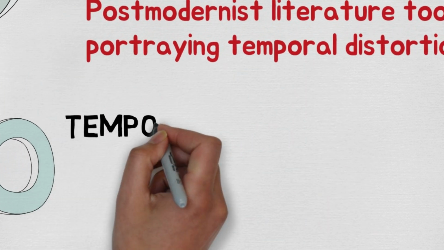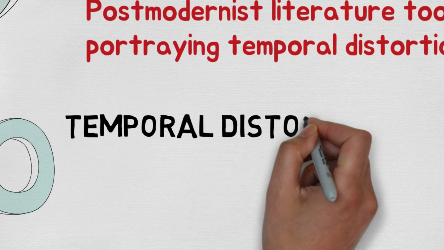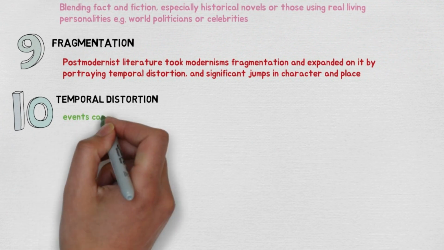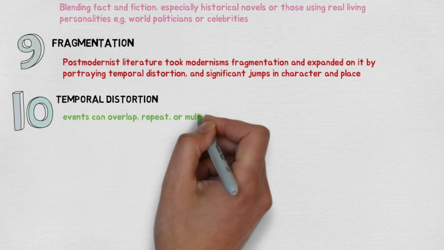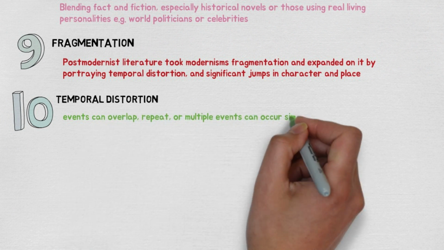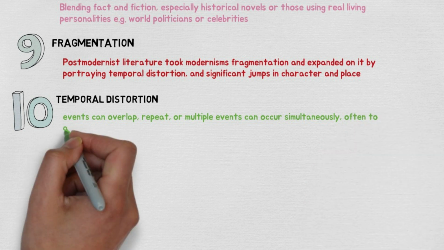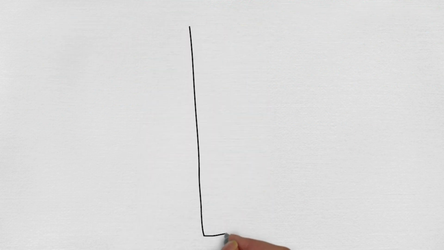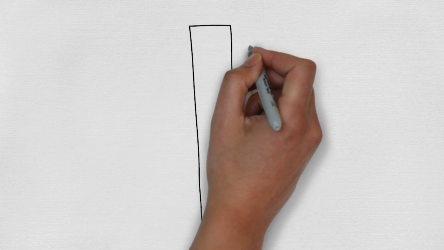The number 10 element is temporal distortion. We can also say that it may be a part of fragmentation, the number 9 element, and a further explanation of it. So, in it, the events can overlap, repeat, or multiple events can occur simultaneously, often to achieve irony.